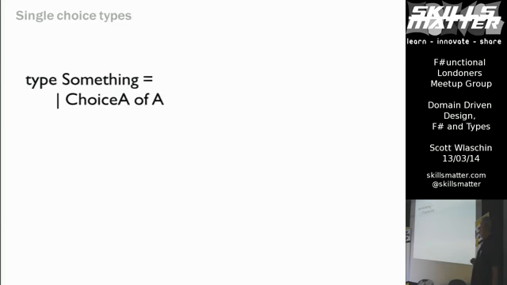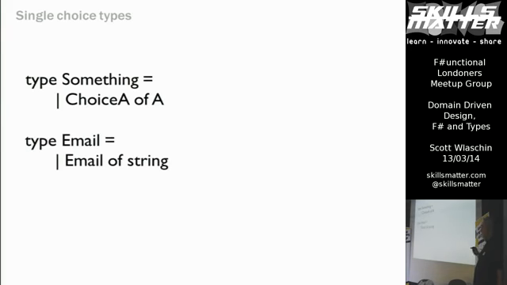All right, what else can we do with these types? There's something I call single choice types, or single case types. It's a choice type or a sum type with exactly one choice, with one case in it, like this. I've got something that is a choice A of A. There's no choice B, there's no choice C. There's just one choice. And you think, well, why would I ever want just one choice? What possible purpose does that solve? So let me give you some examples.